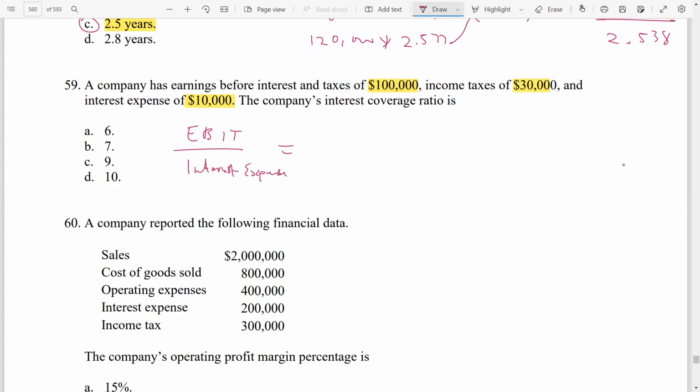Income before interest and taxes is 100,000. So I'm just going to do 100 divided by interest expense, which is 10. So equal to 10. So the correct answer is 10, and then we have 10 here. So the correct answer according to the option is D. So we're going to choose D.